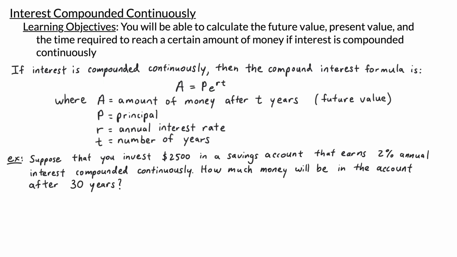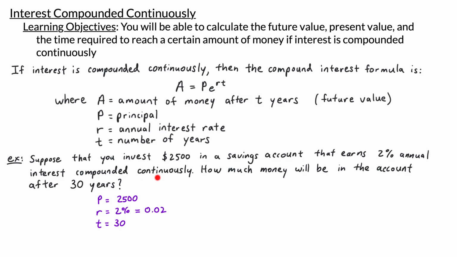In our first example here, suppose that we invest $2,500 in a savings account that earns 2% annual interest compounded continuously. We want to know how much money will be in the account after 30 years. Let's start by writing down the quantities that we're given. We know that our principal is $2,500 because that's how much money we put into the account initially. Our annual interest rate R is going to be 2%. Written as a decimal, this is 0.02. And we're interested in how much money we'll have after 30 years, so our t value is 30.